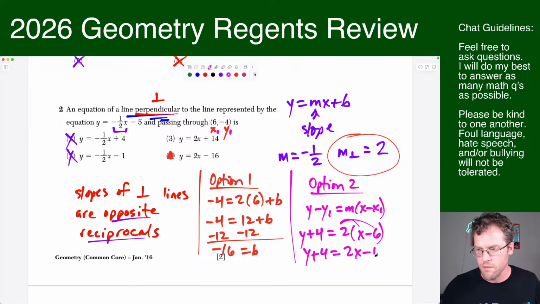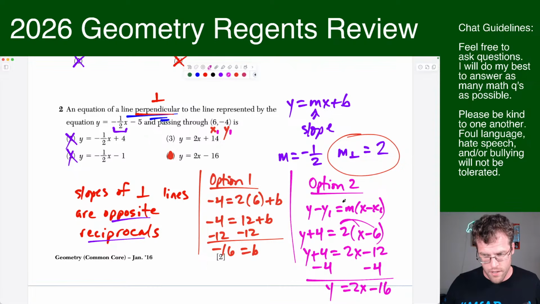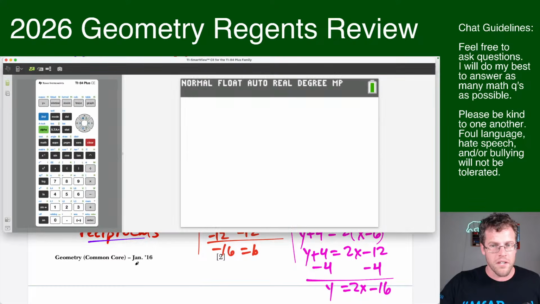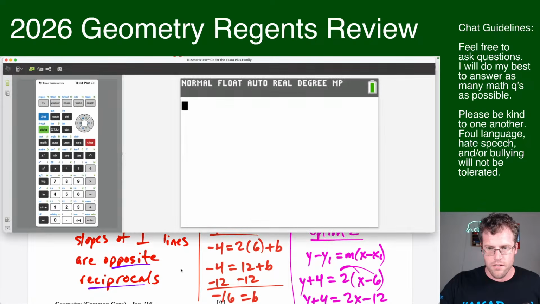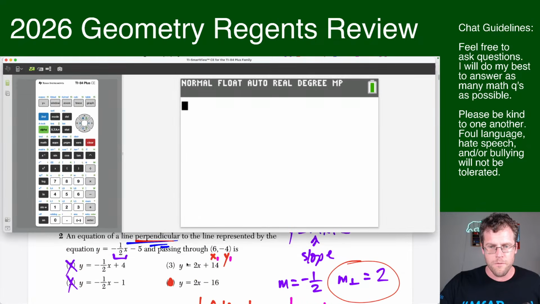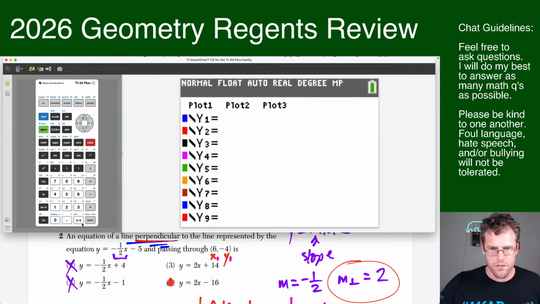Okay, so 2x minus 12, and then I subtract 4 on both sides, and I get y equals 2x minus 16. Okay, so that's option 2. Option 3, so you ready? So option 3 would be calculator. You're like, oh no, I don't know what's going on. This is tough. So then what you do is you could graph the equation. So negative half x, and then minus 5.